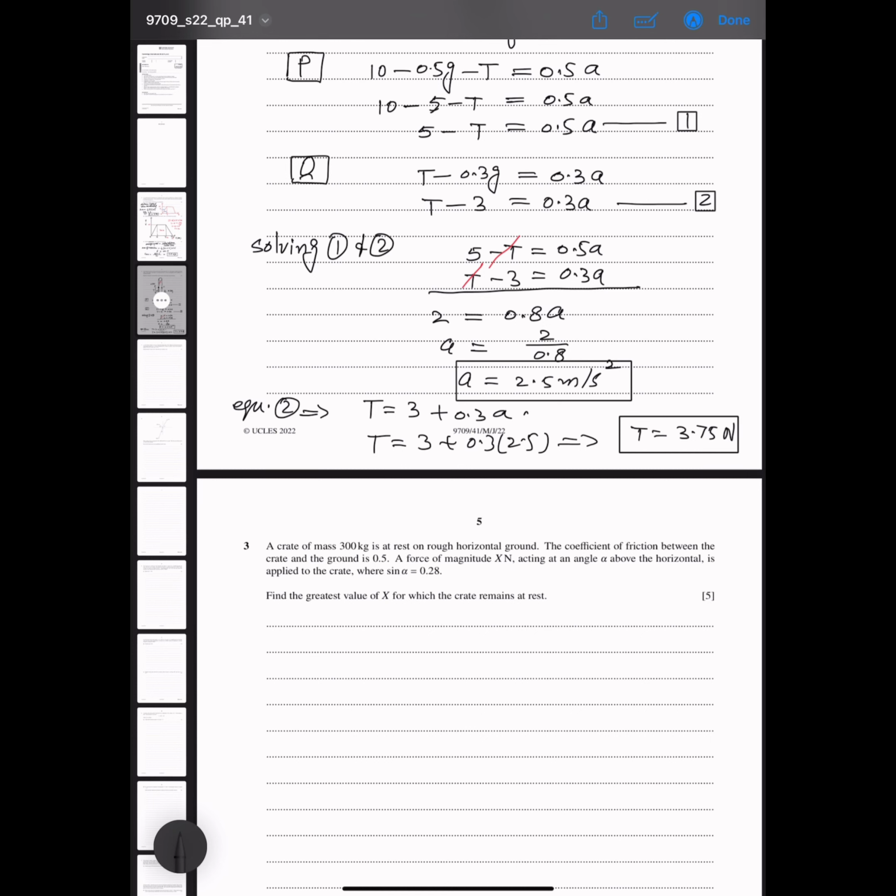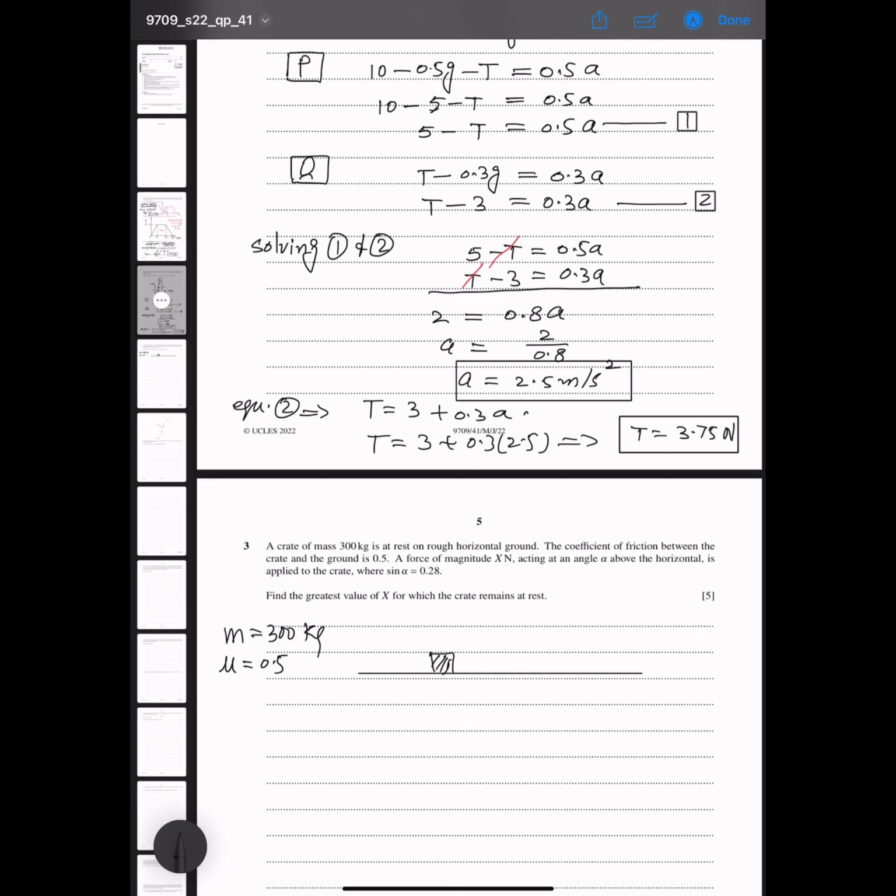For the next question, number 3, the statement is: a crate of mass 300 kg is at rest on rough horizontal ground. This is the rough horizontal ground. This is a crate. The mass of this crate is 300 kg. The surface is rough. The crate is at rest. The coefficient of friction between the crate and the ground is 0.5. This means that mu is equal to 0.5.